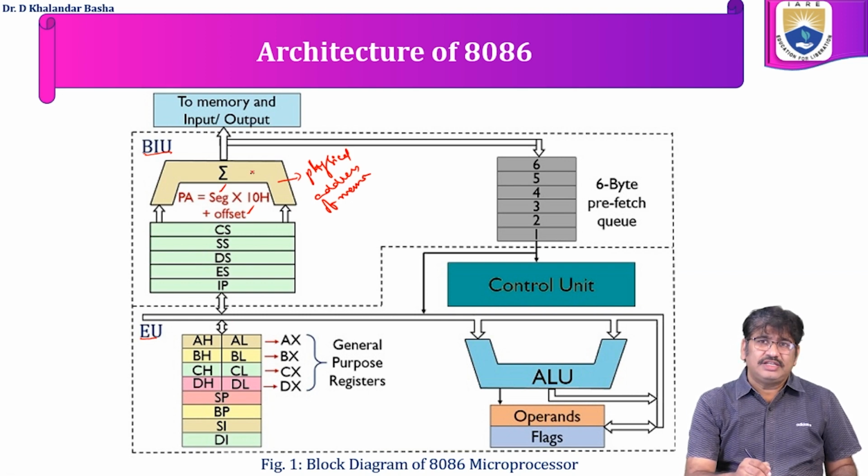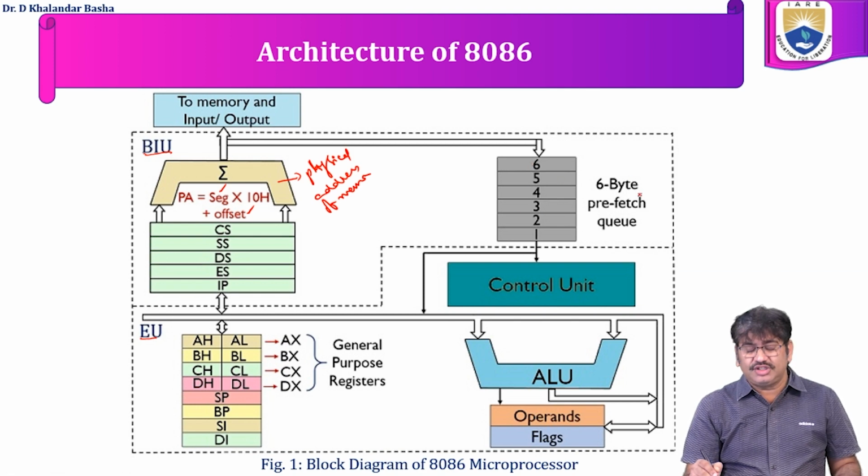Whatever address is generated, this address is used for fetching data from the memory, or if it is an IO transaction, the address of the IO device will be passed through this address bus. If the information is fetched from the code memory, it will be stored in the instruction queue, where the instruction queue is a 6-byte prefetch queue.